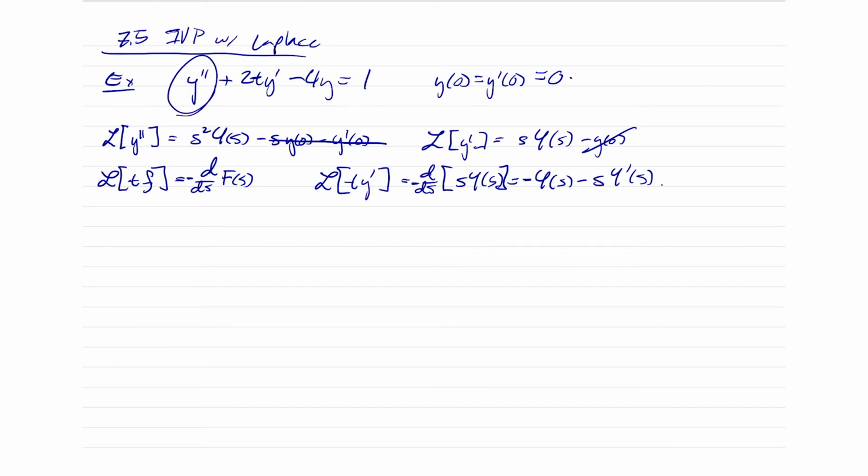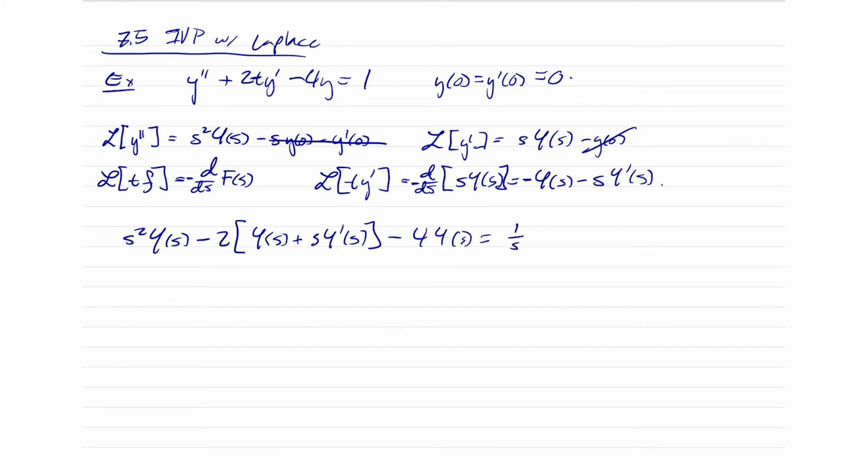So we know the Laplace transform of this guy, and this guy, and we can go ahead and write it up. So we have s squared times Y of s plus 2, let's say now minus 2 times Y of s plus s Y prime of s. Here I've already factored out the minus sign and I put it here. Okay, and now I have minus 4 times big Y of s is equal to the Laplace transform of 1, and we know that is 1 over s.